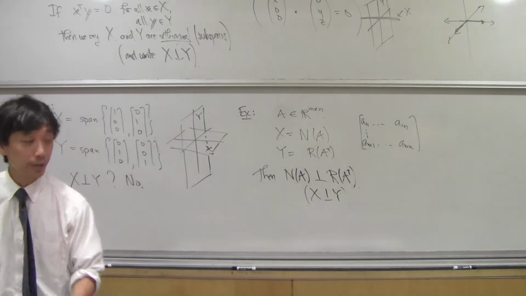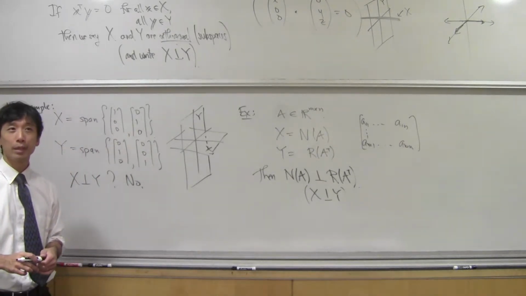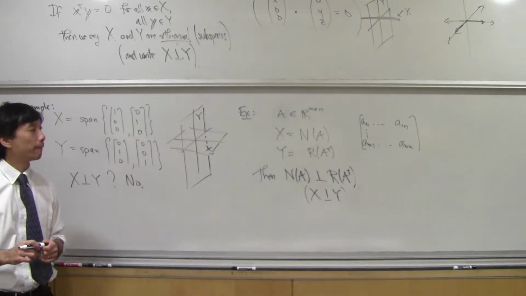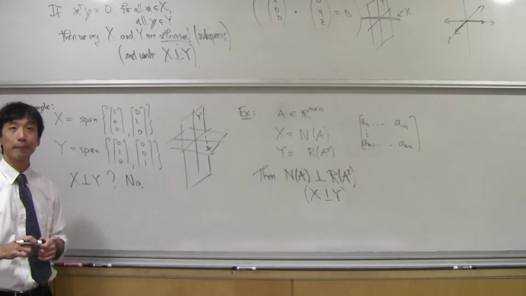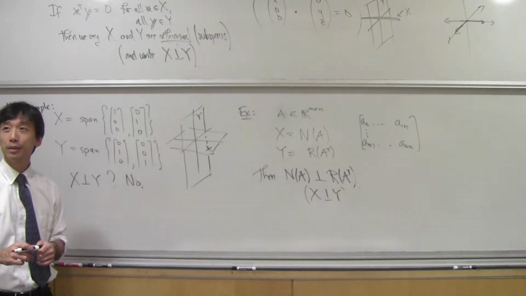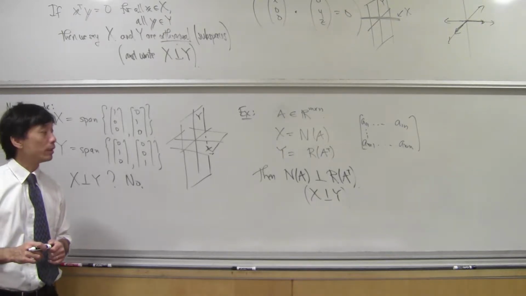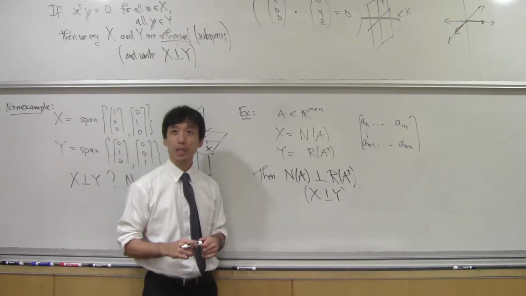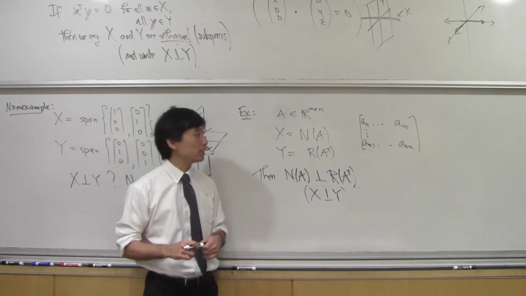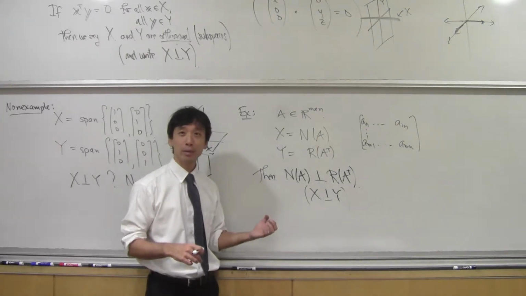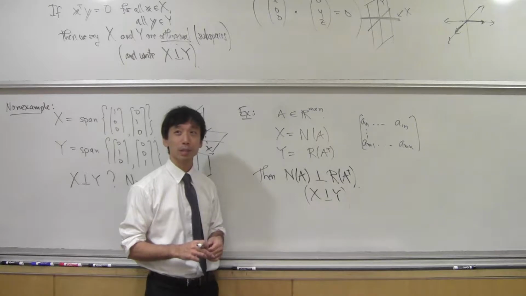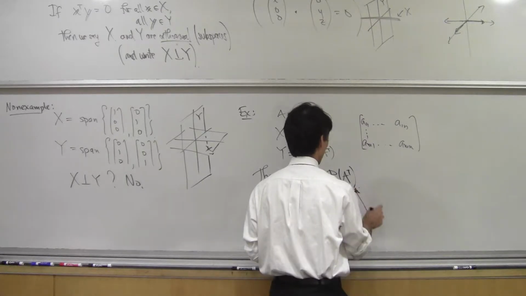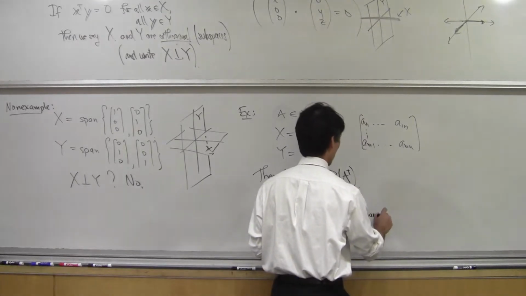So why does that make sense? Ethan? The range, remember, is the span of the column space. It is the set of all outputs when you multiply that matrix by something.